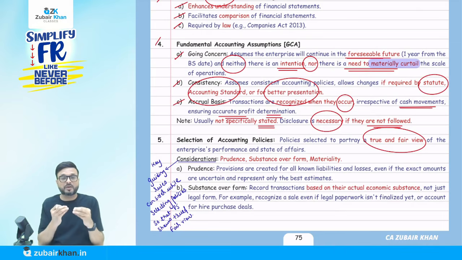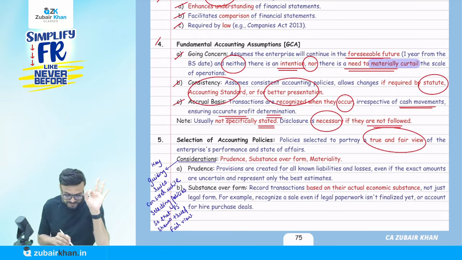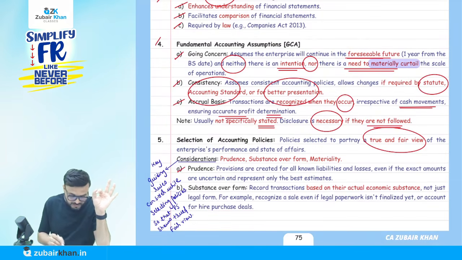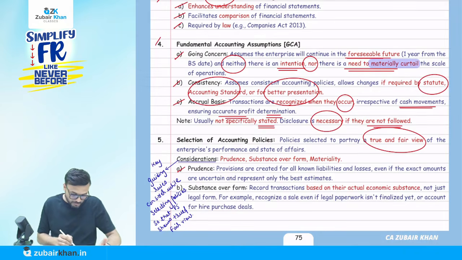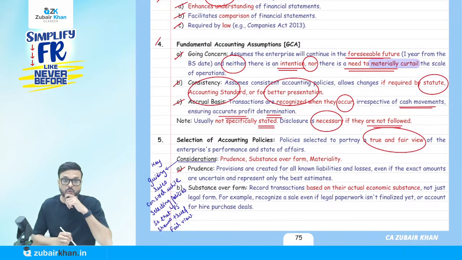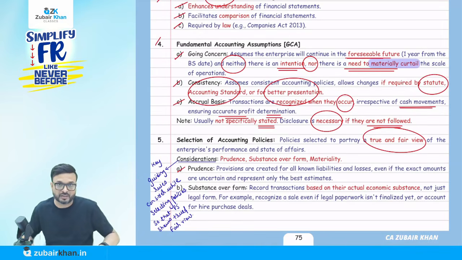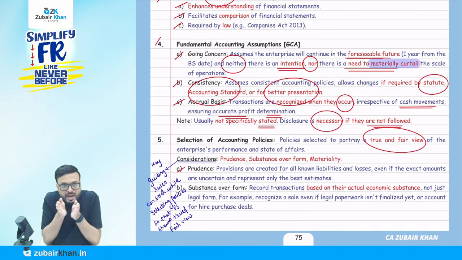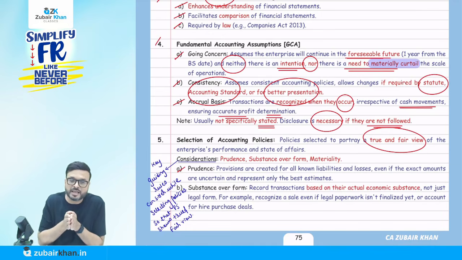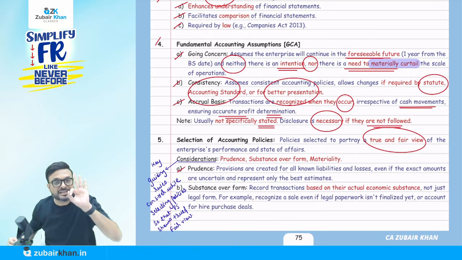But for this true and fair view, you have to take into consideration three things. First is prudence. What is prudence? These are the key guiding rules we consider while selecting policies so that the financial statements show a true and fair view. What do you mean by prudence? First of all, these are the guiding rules that we have to take into consideration so that my financial statement will show a true and fair view. So what are these three conditions?